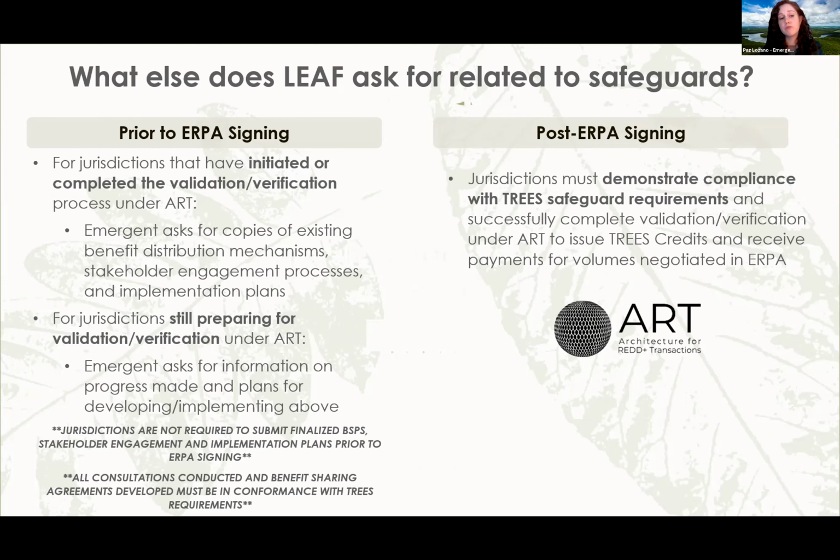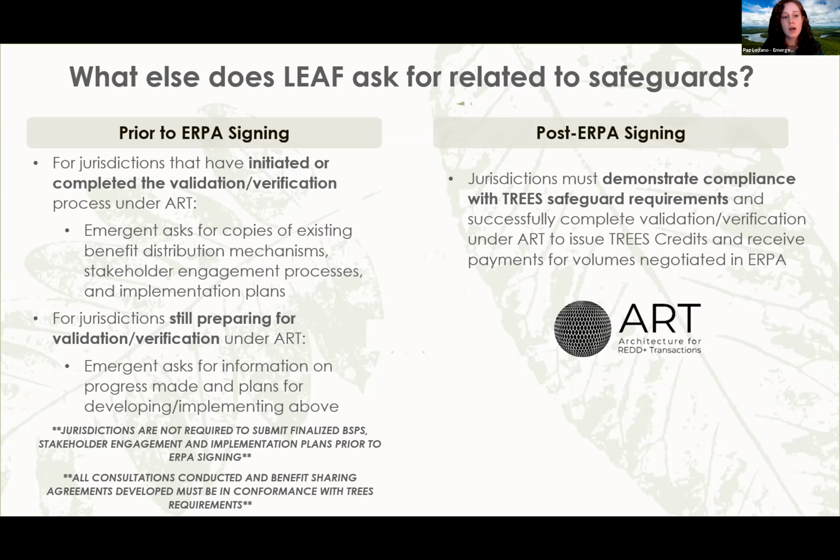But for those jurisdictions that are still in the process of preparing to meet the TREES requirements and preparing their documentation and their monitoring reports, et cetera, under ART and have not yet submitted that documentation, prior to signing an ERPA with them, we ask that they provide us essentially a status check or an update on what they are doing to be able to finalize these different components before they issue TREES credits, right? Just to understand the timeline for delivery and the timeline that it might take them in order to meet the standard requirements.